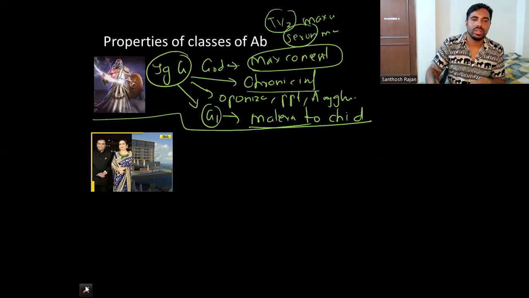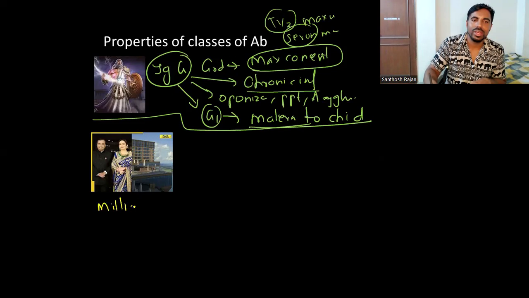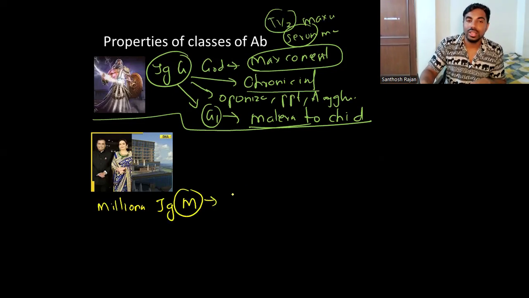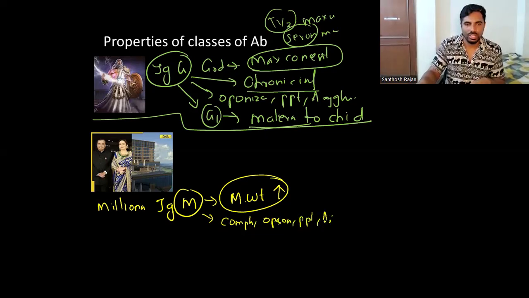Look at the most important guy, the Millionaire's antibody. That's what we call the Millionaire's antibody: IgM. That's what M is, because they are rich. The molecular weight is highest for M only. And apart from that, complement pathway or any reaction, opsonization, precipitation, every reaction is caused by M.